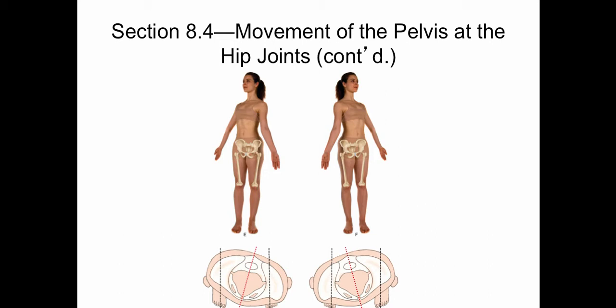It is possible for the pelvis to move at both hip joints at the same time, resulting in the pelvis changing position relative to both thighs. If the pelvis moves relative to only one hip joint, the other thigh stays fixed to the pelvis and goes along for the ride.